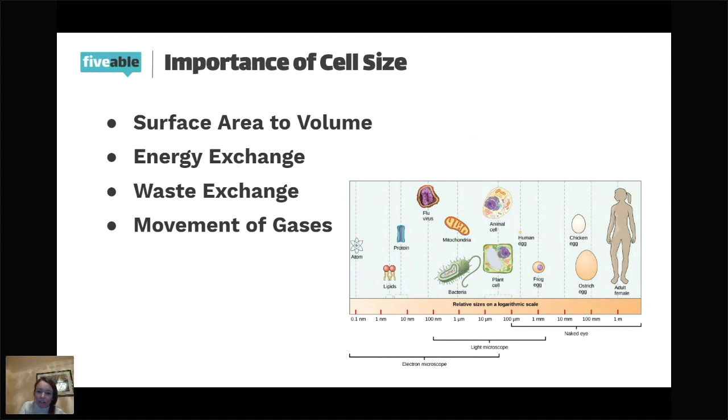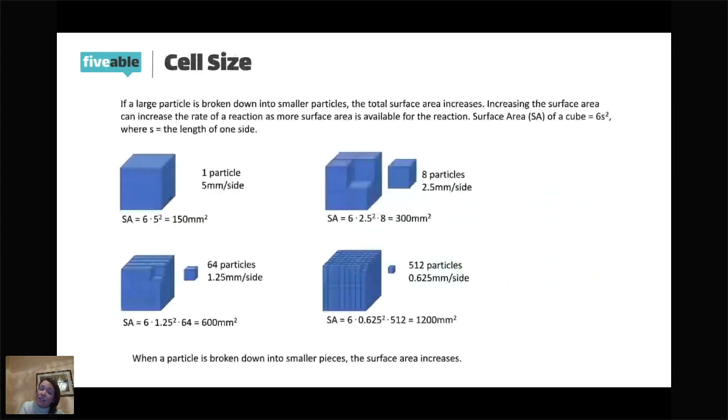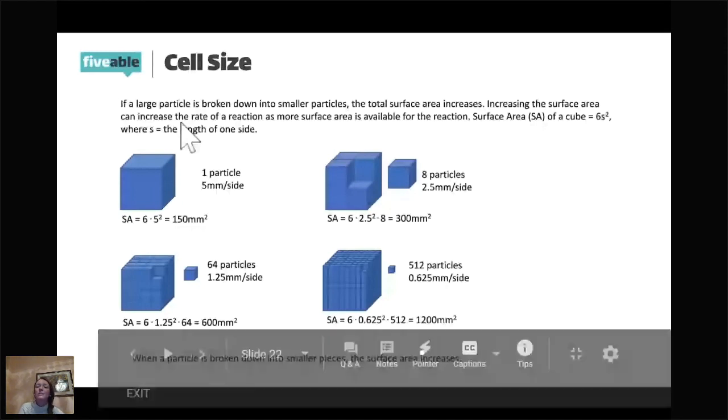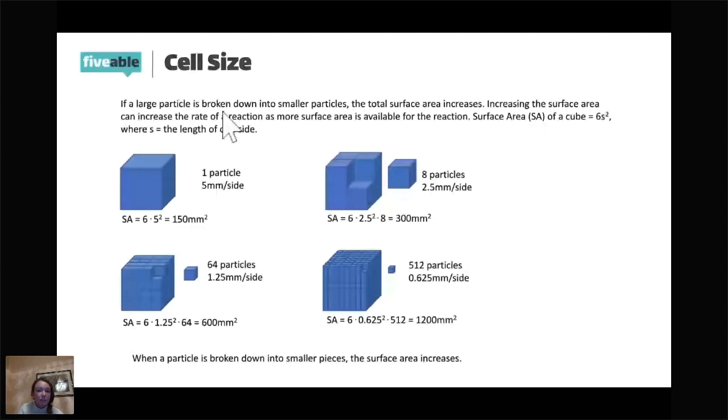And what this really looks like, so what you can see is the smaller something is, the larger its surface area to volume ratio. So if a large particle is broken down into smaller particles, the total surface area increases while the volume decreases. The total volume is the same, but the volume of each individual piece decreases. Increasing the surface area can increase the rate of a reaction as more surface area is available for that reaction. Makes sense, right? This is what we were just talking about.